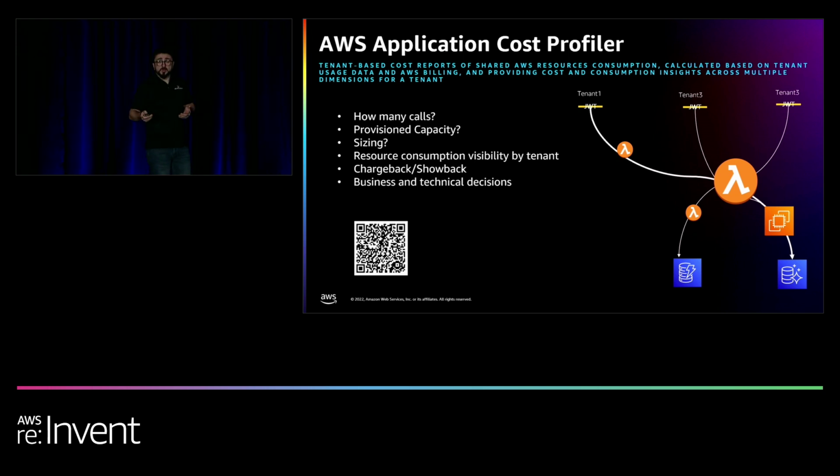So for these kinds of scenarios, we can use AWS Application Cost Profiler. Application Cost Profiler gives customers the ability to identify and isolate tenant-based consumption for those AWS resources. Maybe it's difficult for you to imagine right now, but let's see it in practice in the next demo video.